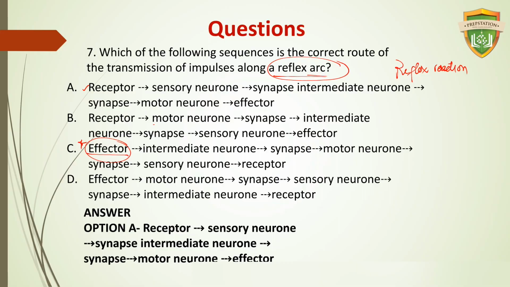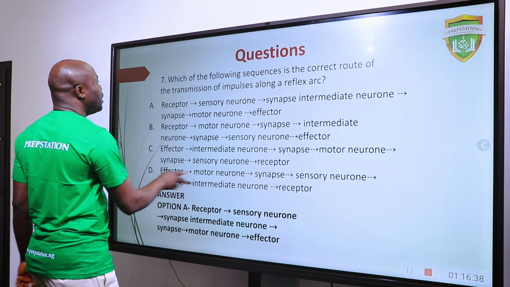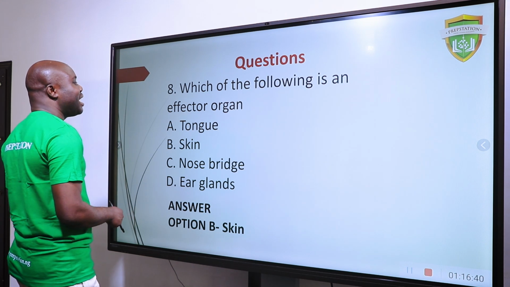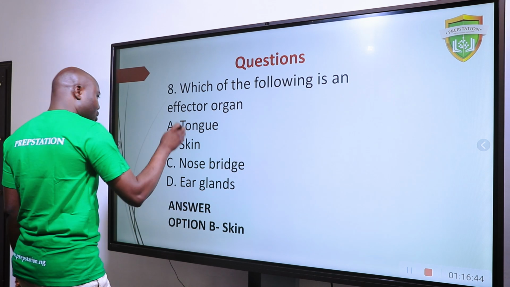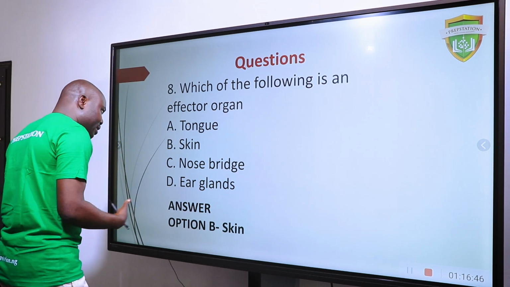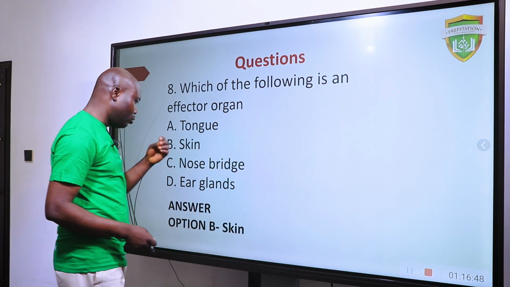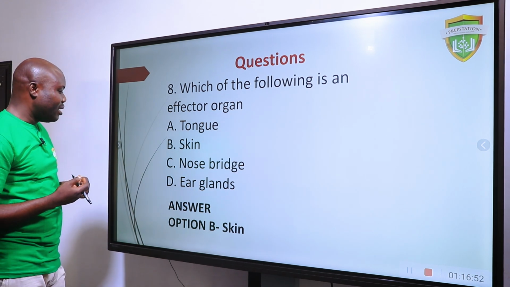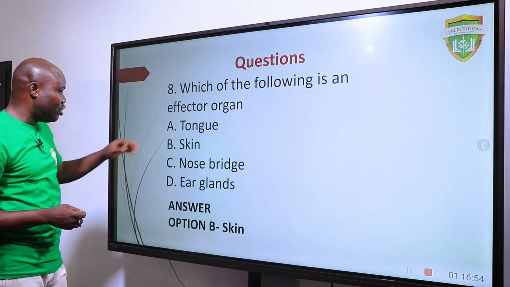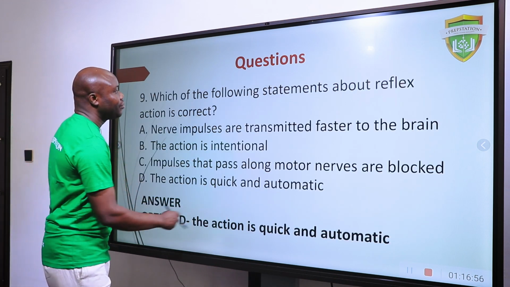Let's see, we have the receptor to sensory neuron, to synapse, intermediate neuron, synapse, motor neuron, and the effector. Okay, let's move to the next one. Which of the following is an effector organ? I've explained the effector to you. So, can you use your tongue to react? What about the skin, nose bridge, and your ear glands? The most appropriate answer for this one is B, the skin.